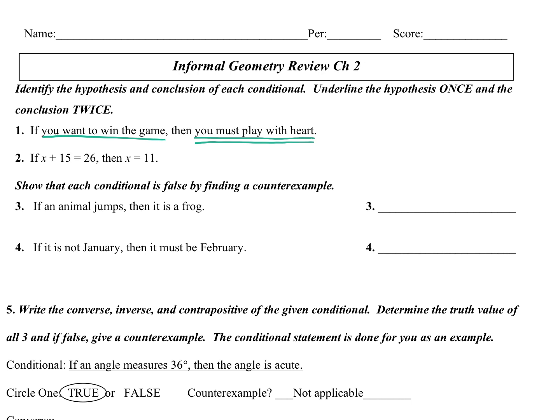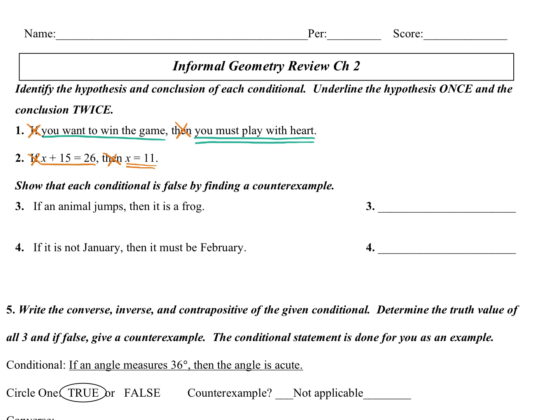All right. Number two, if x plus 15 equals 26, then x equals 11. What's your hypothesis? X plus 15 equals 26. Conclusion? Not the then, just x equals 11. So leave out the if, leave out the then. Okay? Then counterexamples. What's a counterexample?